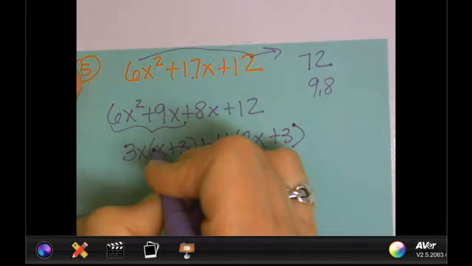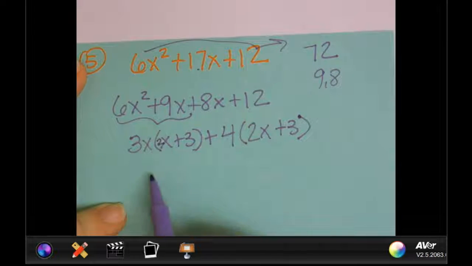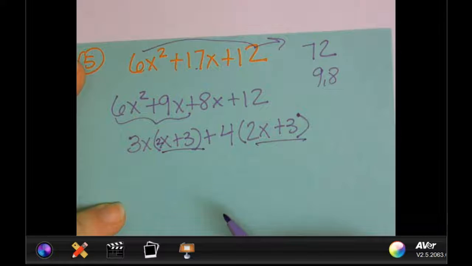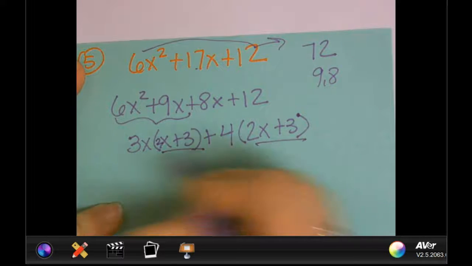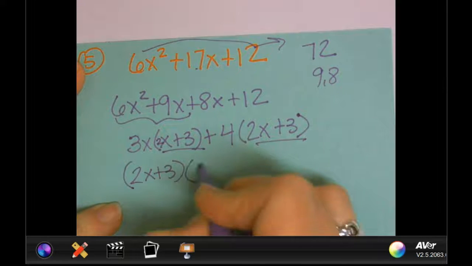Oh, shoot, this should be a 2x. Y'all didn't stop me there. 6x squared divided by 3x is 2x, and I left off my 2. And you know how I caught that? Because I went, these are supposed to be the same. That's what I was about to say, and I thought, oh, crap, mine aren't the same. It's because I left off the 2. I see what I did there? Okay. So I'm left with 2x plus 3, and then 3x plus 4.